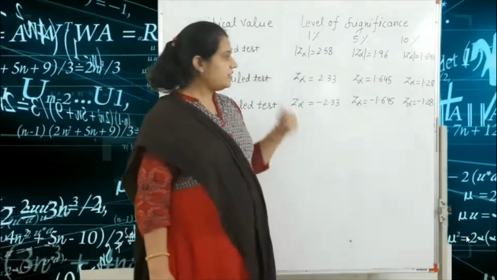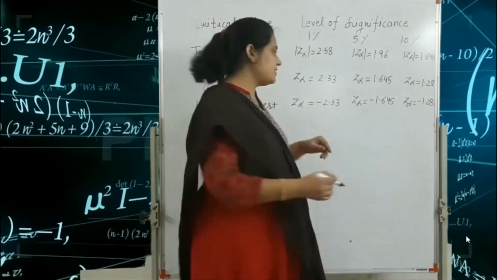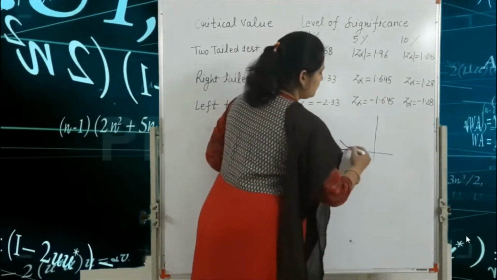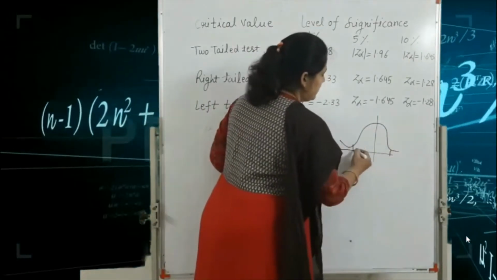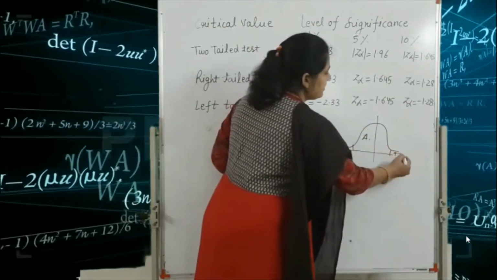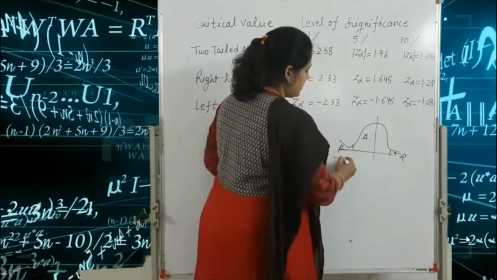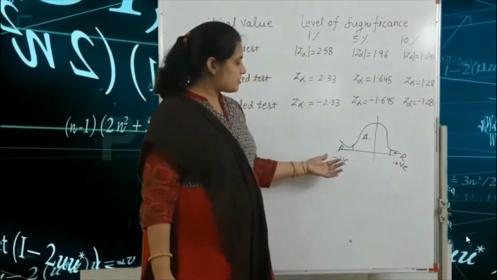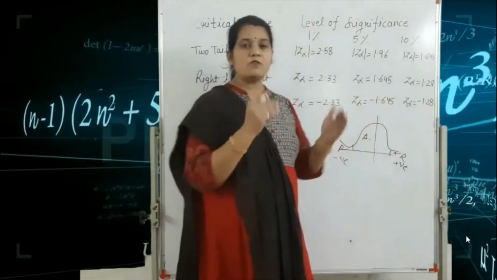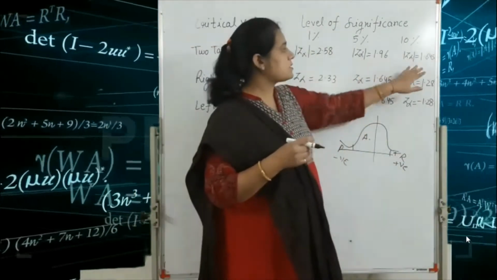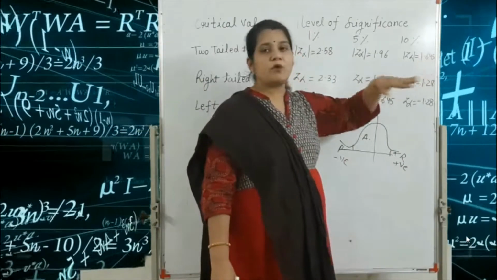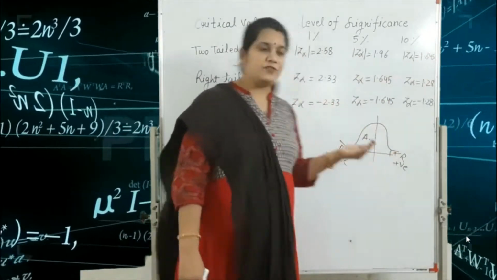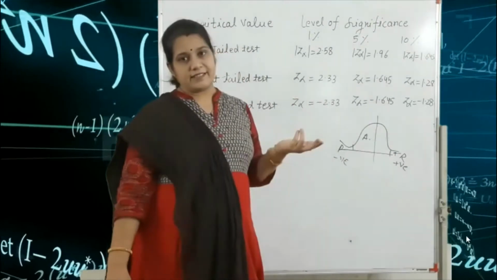Why do we write the value of Z in the mod form? Because in the diagram for the two-tailed test, this is our acceptance area and this is the rejection area. This is the negative value and this is the positive value. After finding the value of Z, we compare it with the mod of Z alpha, that means 1.645.